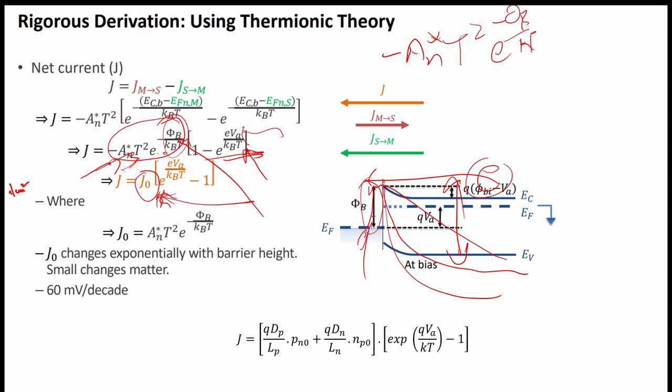Okay, the electrons are still flowing from the metal to the semiconductor. They will be constant throughout the process, whether we apply the forward bias or the reverse bias. That will always be constant. And if we are applying the reverse bias, the current will be J naught in this case. So this J naught will be given by A star T square.